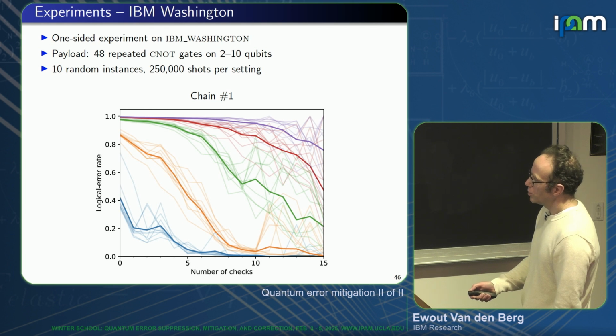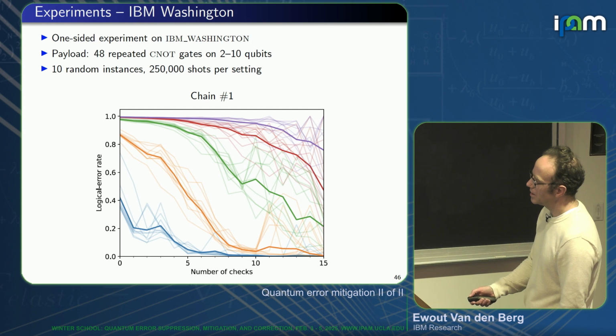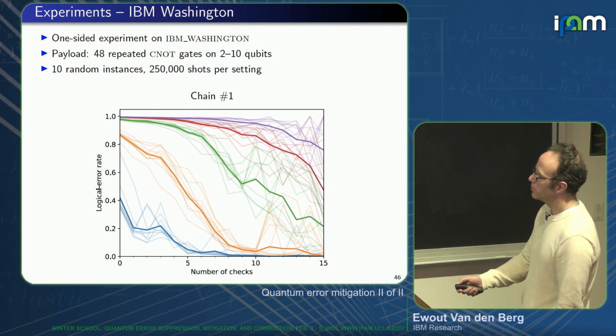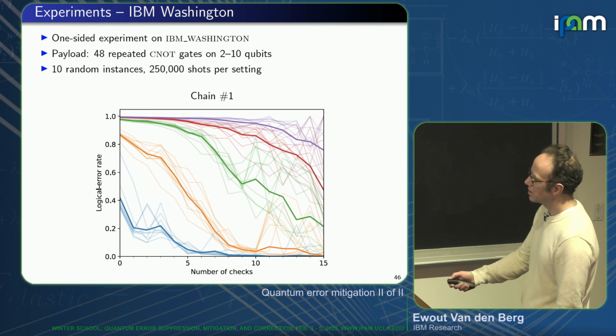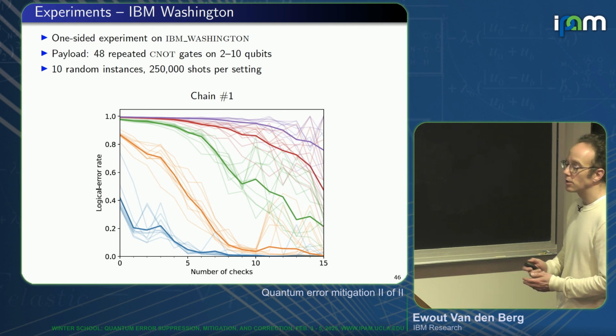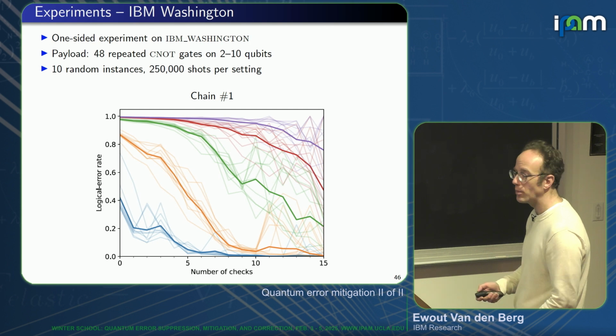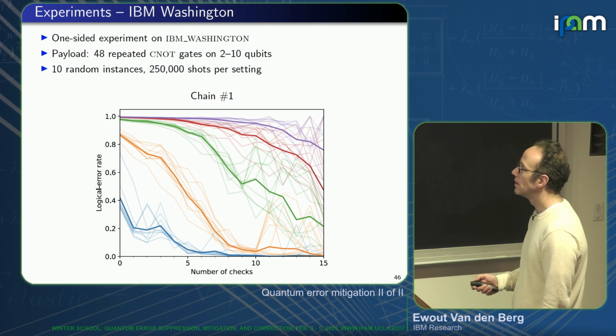So for 2 qubits, you see that the logical error rate was not too high to start with, but it really shrinks. 4 qubits, it also decreases a lot. And those curves may just need a lot more checks for 10 qubits to make this work. So that's just how many shots do you want to take.